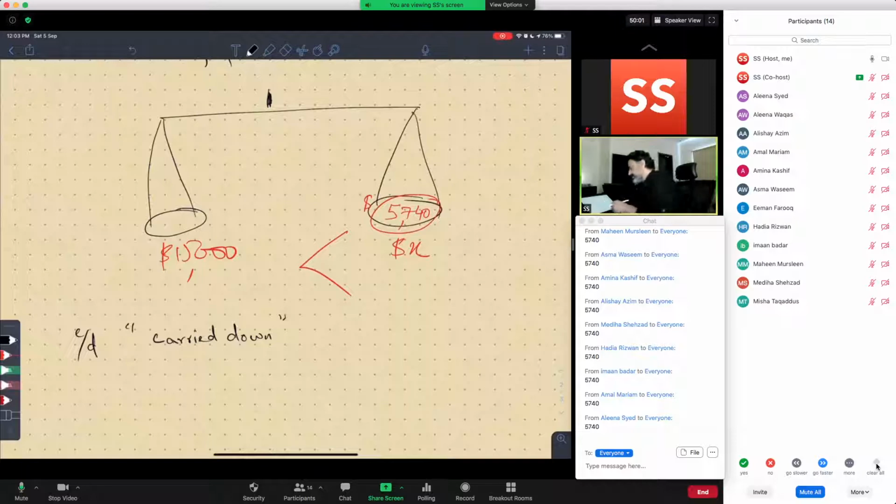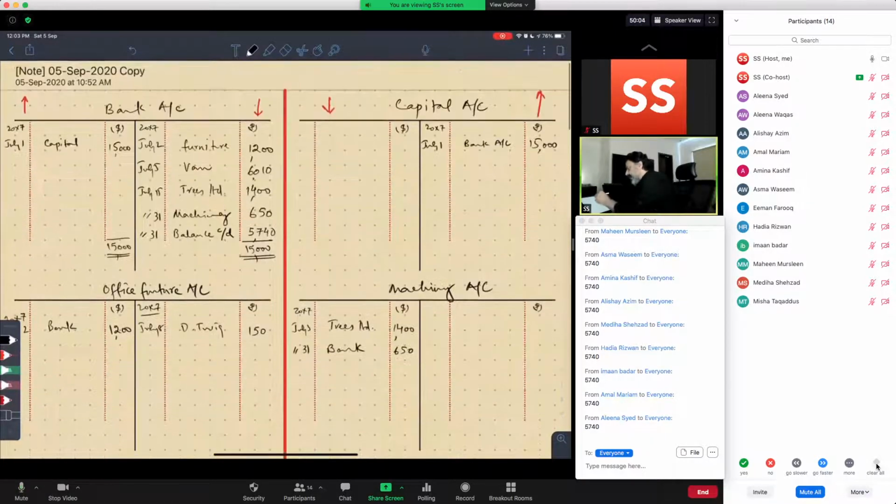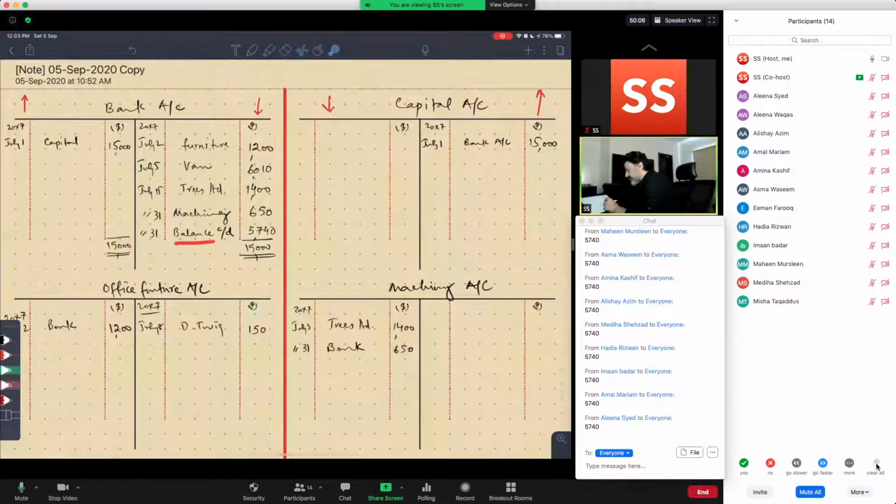It simply means that this balance that we have just determined, 5,740, is going to be carried down to the next financial period. That means your next financial period will have the bank account starting with $5,740. You're not going to waste this money. Obviously, if you have this 5,740 balance left on July 31st, then when you start the next financial period, which is 1st of August, you'll have a head start of $5,740 from the previous period.